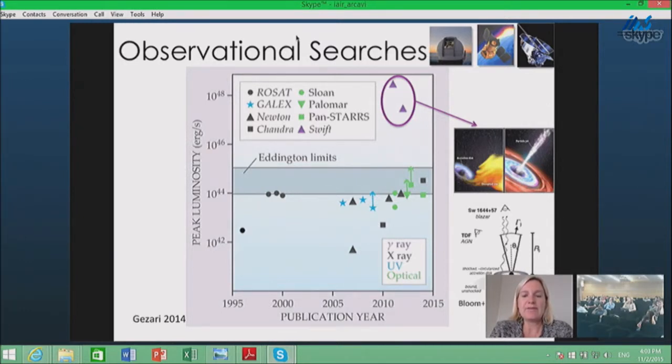So of course, we have these extreme luminosity tidal disruption event candidates, which we think are associated with jetted emission, and so are a different mechanism than most of the TDE candidates on this plot here.